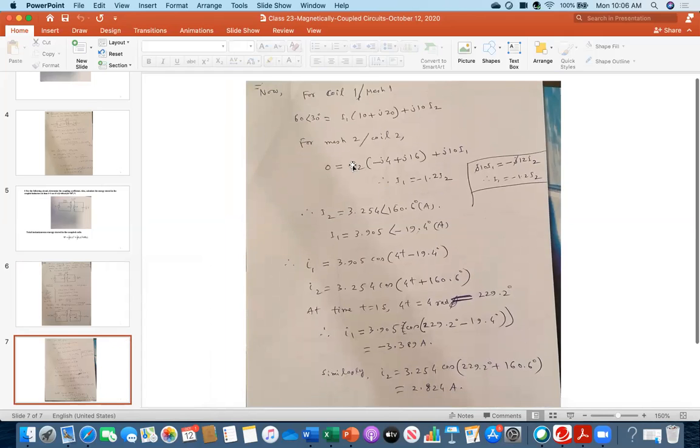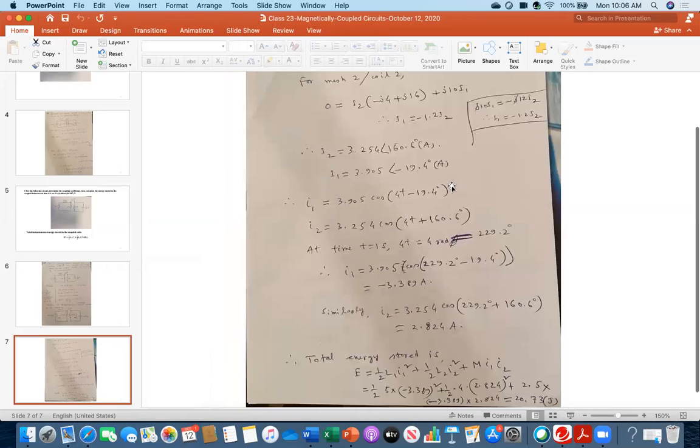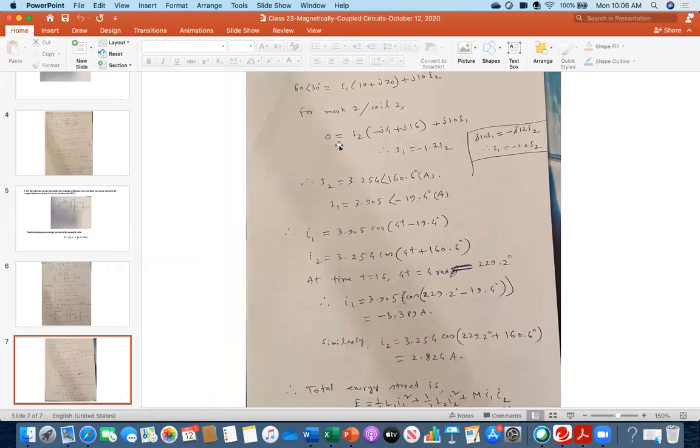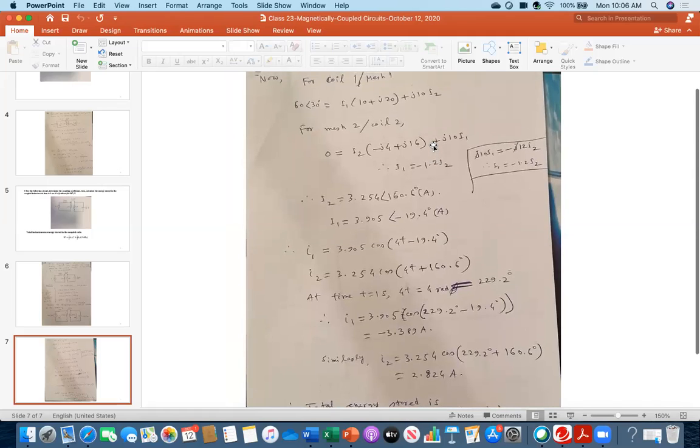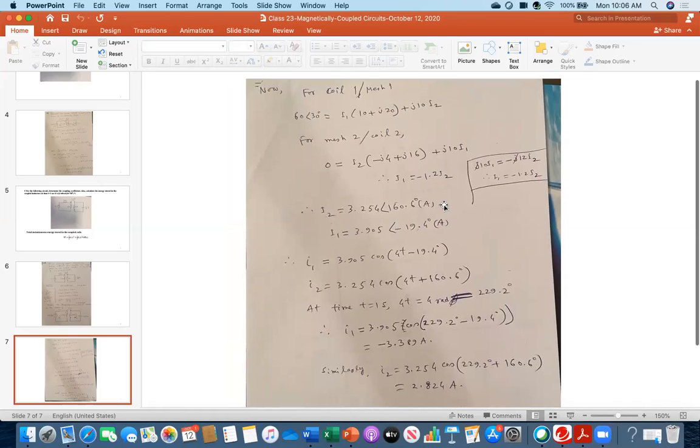Now, what is the equation for coil number 2 or mesh number 2? Here there is no source. So minus j4 plus j16 multiplied by I2, and then plus j10 I1. This means I have no voltage source, that's why I am writing 0. Again, I have two currents, I1 and I2, that I have to find out. By solving these two equations, you can get I1 and I2.